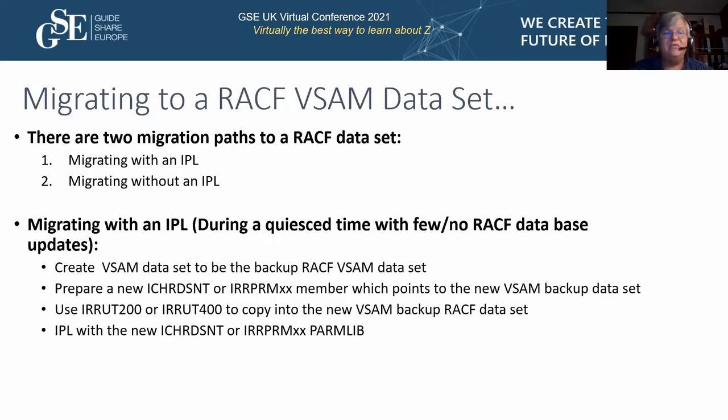So let's talk about the with an IPL path. Pretty straightforward, right? You create that VSAM data set that's going to contain your RACF data. It's going to be your RACF data set. You create a new ICHRDSNT, a RACF data set names table, or an IRRPRMxx member. I love our parmlib support that came out in z/OS V2R3 that points to that VSAM data set. Then you use either IRRUT200 or IRRUT400 to copy your primary RACF database into that data set. You're doing this at a quiesce time, so there are no changes being made from that point until the point where you re-IPL using that new data set names table or that RACF parameter library member.